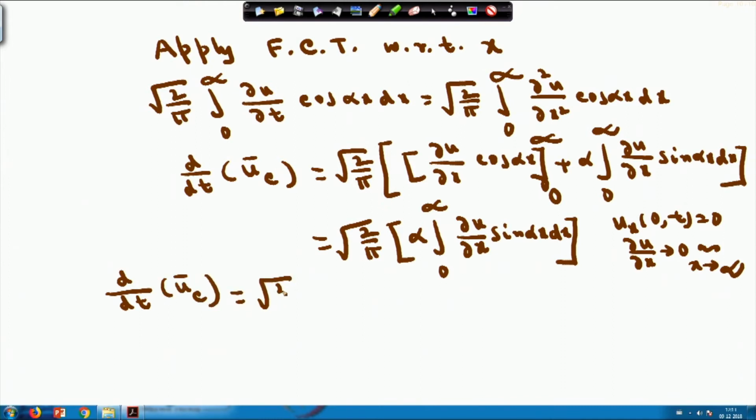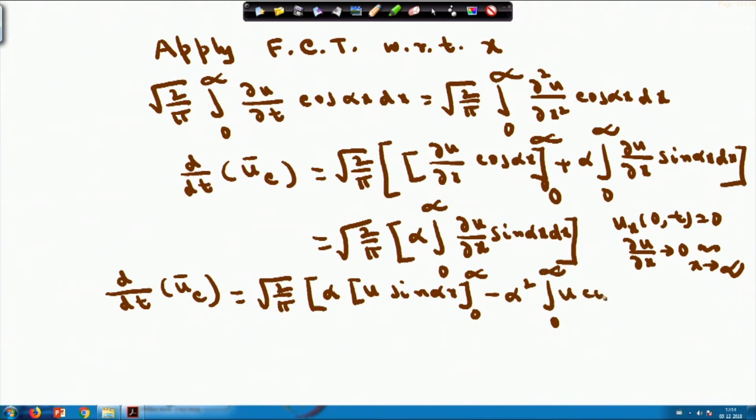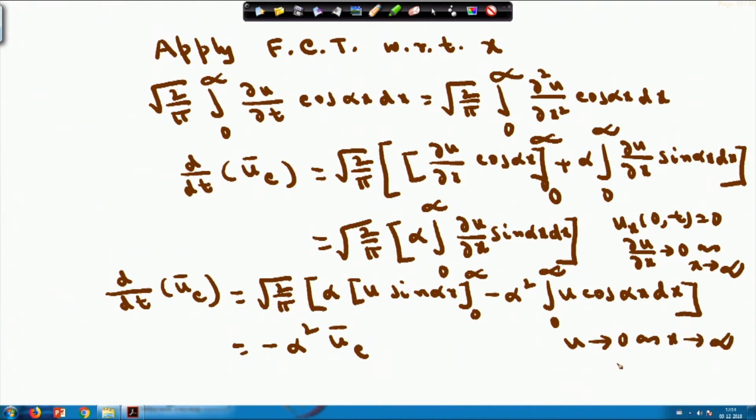This will be equals to root over 2 by pi, alpha into u sin alpha x from 0 to infinity, minus alpha square into integral 0 to infinity u cos of alpha x dx. And this value will be equals to minus alpha square u bar c, with the condition that u approaches 0 as x approaches infinity. We know this thing, u approaches 0 as x approaches infinity. Therefore, this term will vanish, and the next term, alpha square into root over 2 by pi integral 0 to infinity u cos of alpha x dx, is nothing but u bar c.